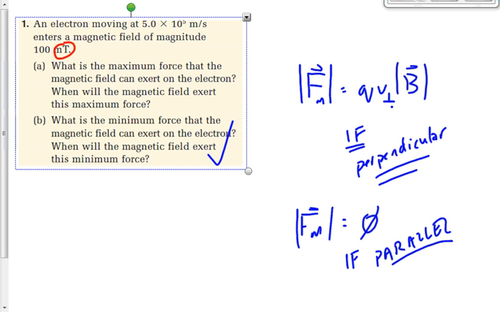What's the maximum force? Whatever this is. If they're perpendicular, that gives us the maximum force. If they're parallel, that gives us the minimum force of 0. So I don't know exactly what the value is there, but it's a pretty straightforward question as long as you realize that that's the equation that we use to solve it, right? Q, 1.6 times 10 to the minus 19, times 5 times 10 to the 5, times 100 times 10 to the minus 3 Tesla gives us our answer. Is that okay?